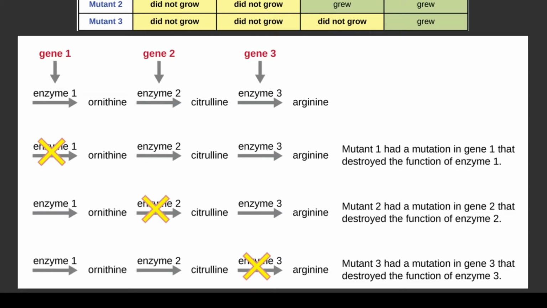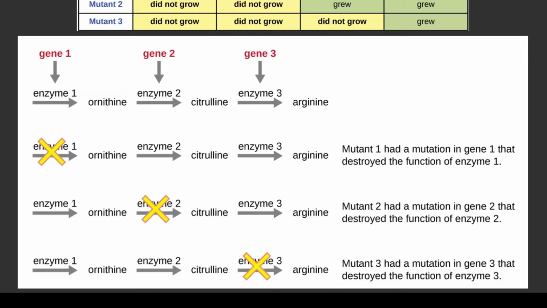There is an enzyme which makes ornithine, and that is coded for by gene 1. Gene 2 codes for enzyme 2, which converts ornithine to citrulline. Gene 3 produces enzyme 3, which converts citrulline to arginine.